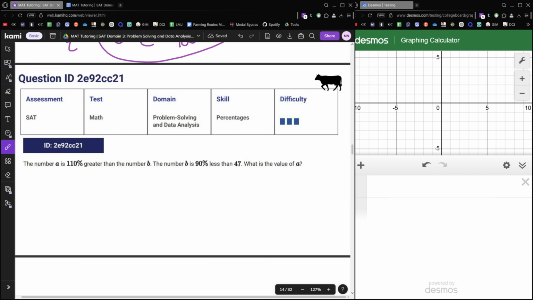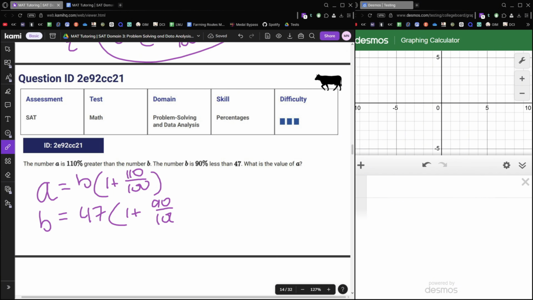Slide number 14. Exact same question, just different numbers and letters. Let's write the equations as we go. The number a, so a is 110% greater than the number b. A is our new value, b is our original value, times 1 plus the percent, divided by 100. The number b is 90% less than 47. B is our new value, 47 is our original value, times 1 plus the percent, divided by 100. My bad, I was kinda in the zone, but this is percent less, so this should actually be a minus sign, not a plus. Whoops.